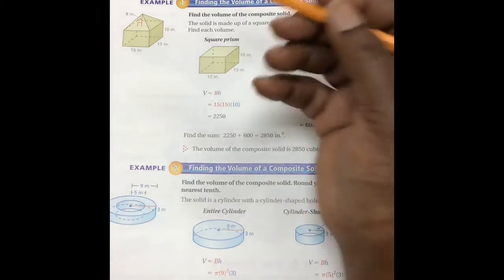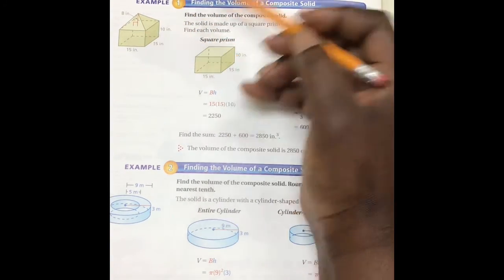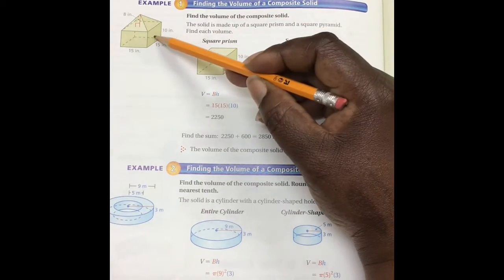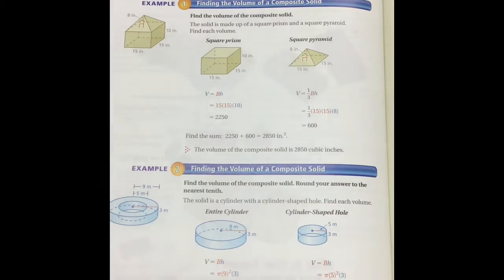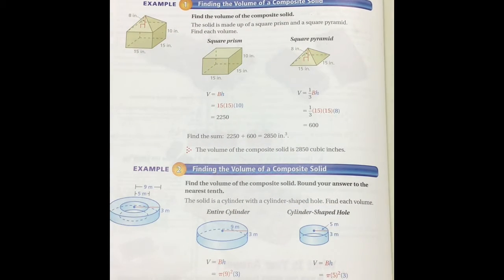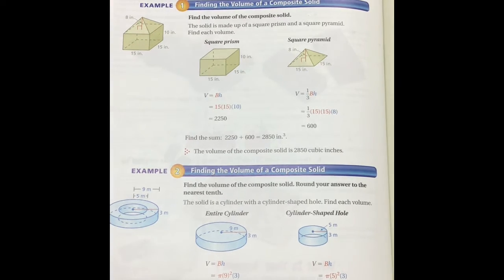Let's take a look over here. Here we have two shapes. We have a square prism on the bottom and a square pyramid on the top, okay? And so we are going to determine the volume of this composite shape, all right? So let's take a look.